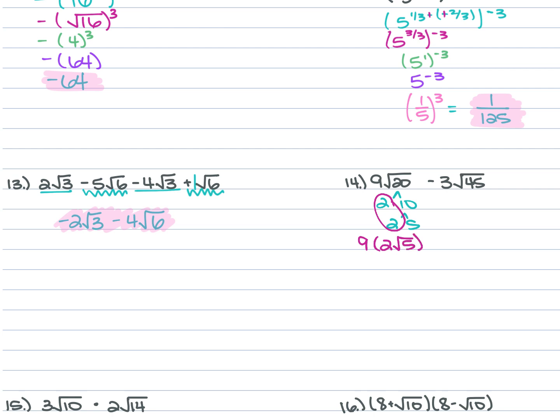With that square root of 45, that needs to simplify as well. 45 is 5 times 9. 9 is 3 times 3. Your two 3's pair up. So that's like saying negative 3 times 3 square root 5.